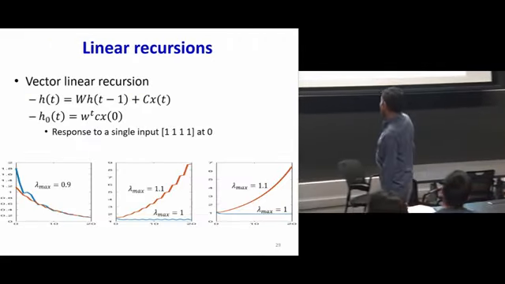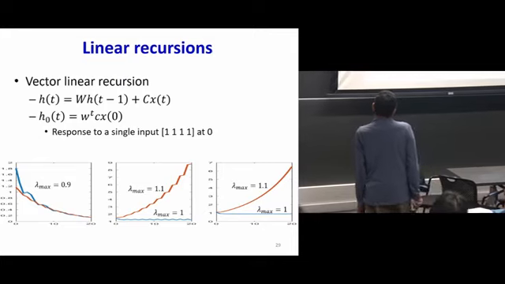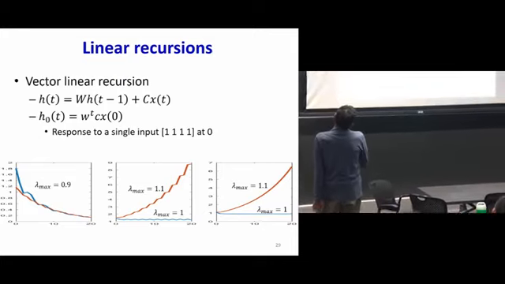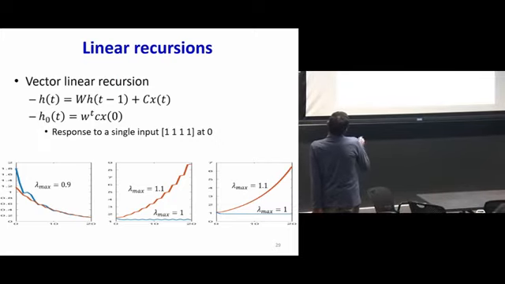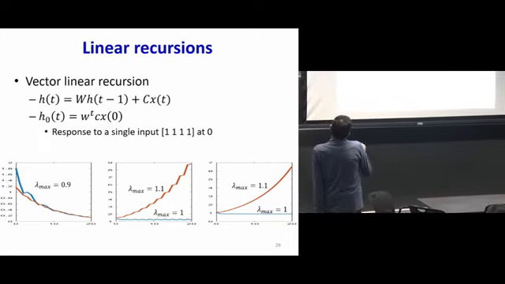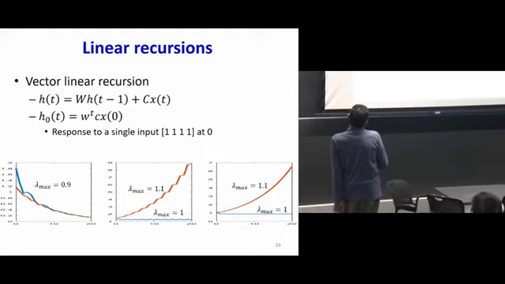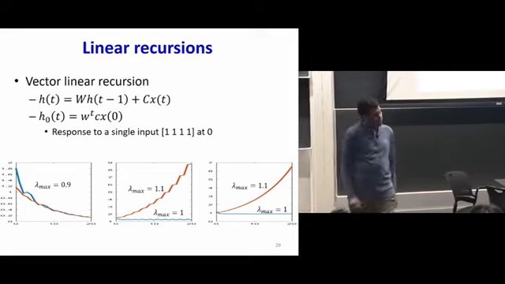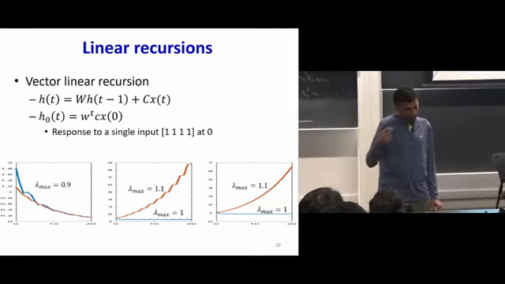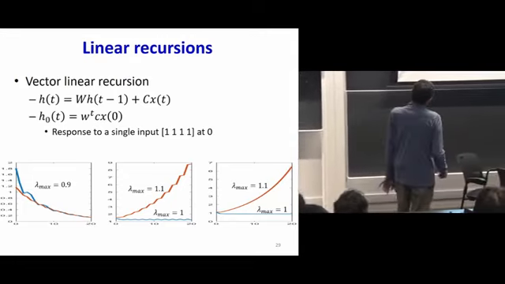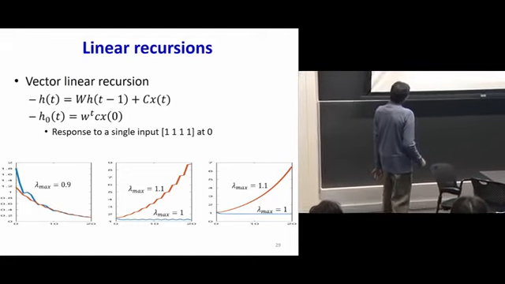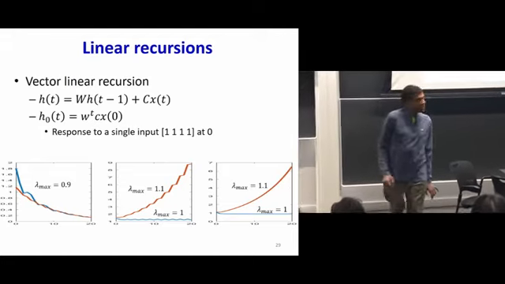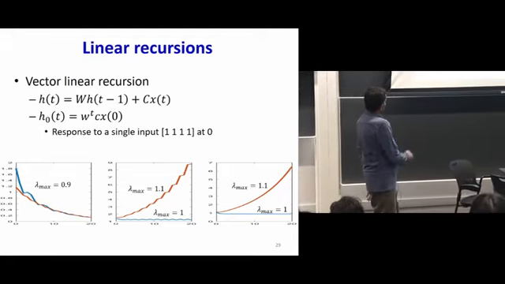So what does it actually look like? Let's look at some scalar examples. These are vectors, so these are vector linear recursions. I have the standard linear recursion that we saw, and these are 4 dimensions. We have a single input where all the 4 components are 1 at time 0. And if you look at the magnitude of the response, here's what you find.